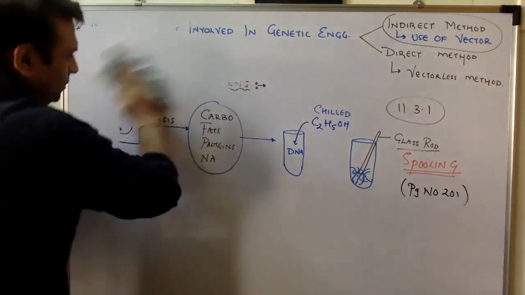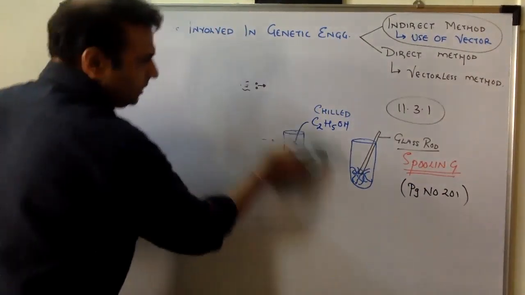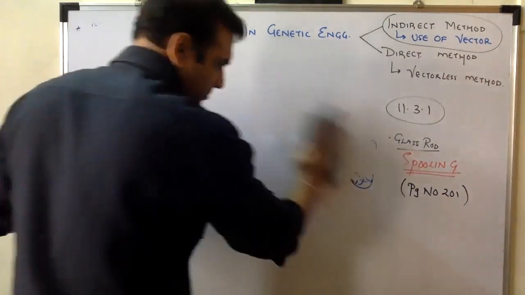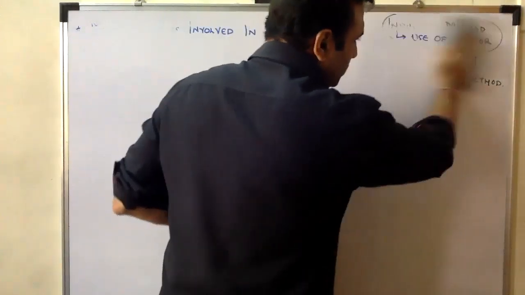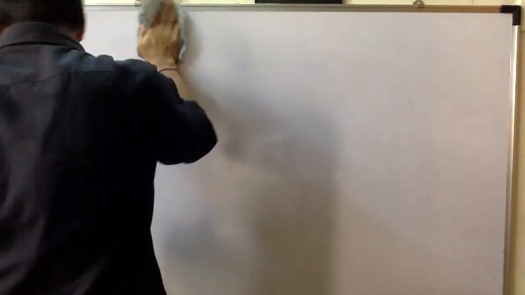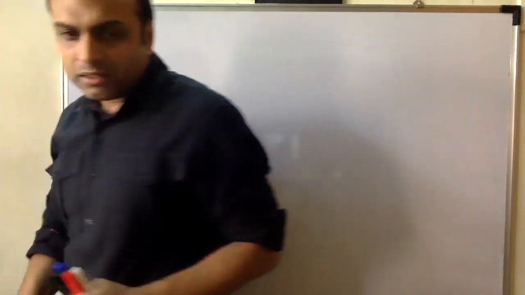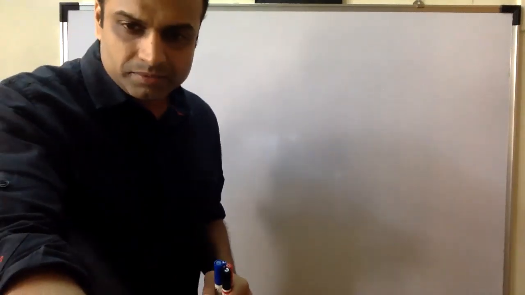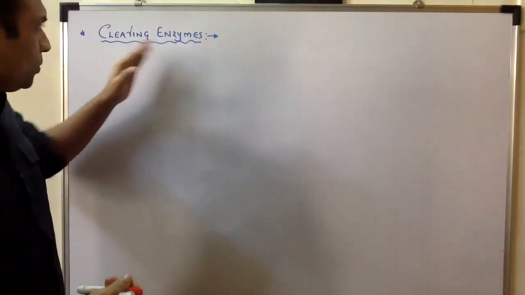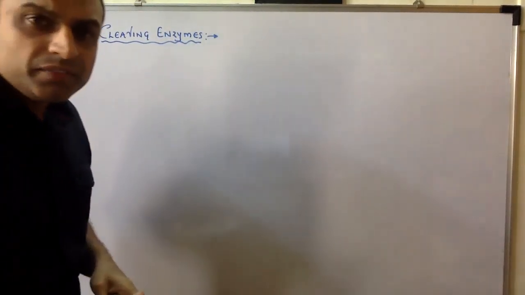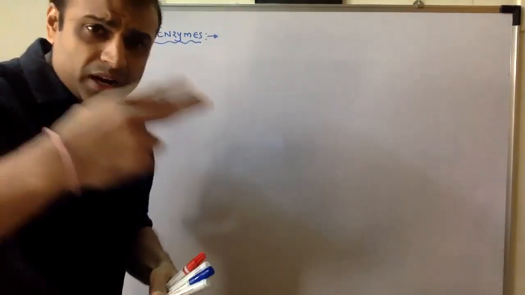So we will now understand our cleaving enzyme. As I told you, cleavage is nothing but to cut. So cleaving enzyme is that enzyme which is going to cut the DNA. Okay, kids? So as I told you, we will definitely now be learning about cleaving enzyme, the one which will cut the DNA.